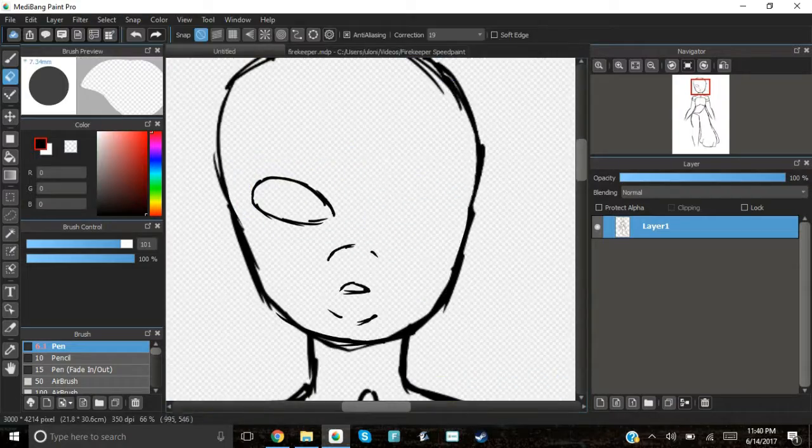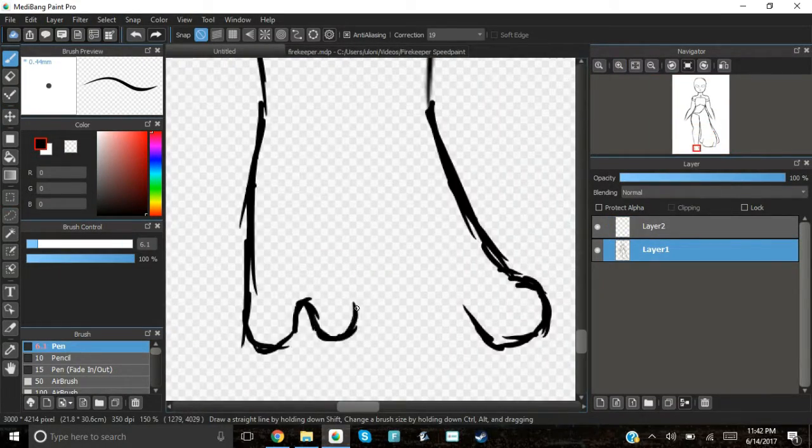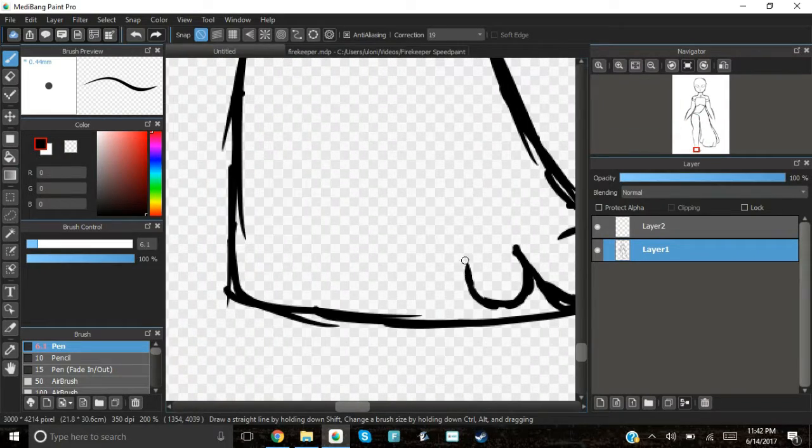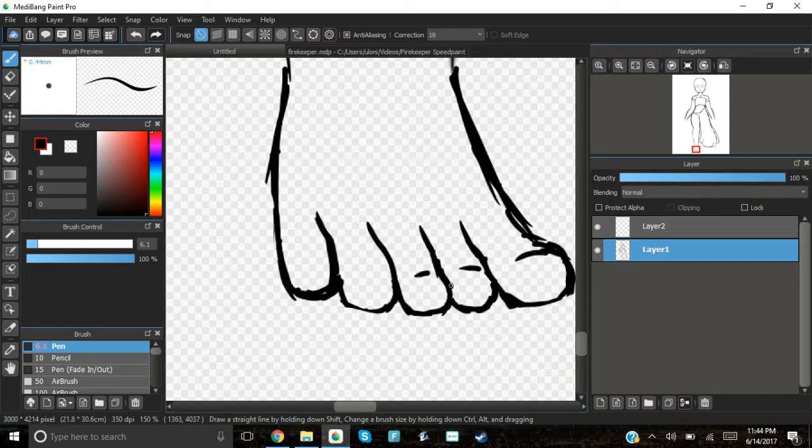Today I am drawing a Gemsona of mine. Her name is Chalcedony. I really hope I'm saying these gem names right, because you know I'm really bad at these.